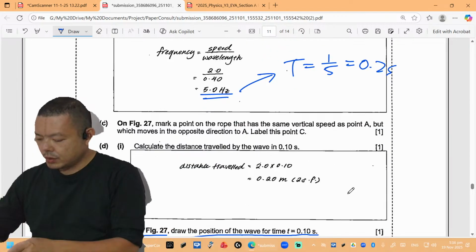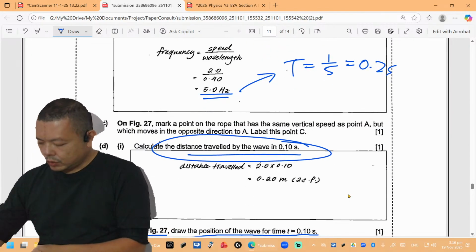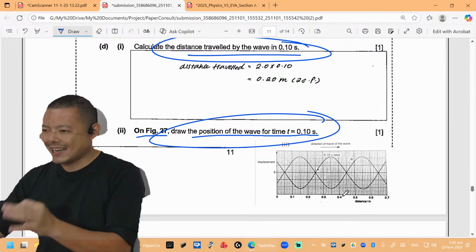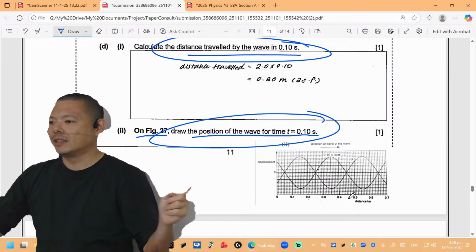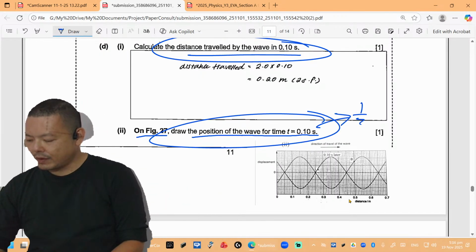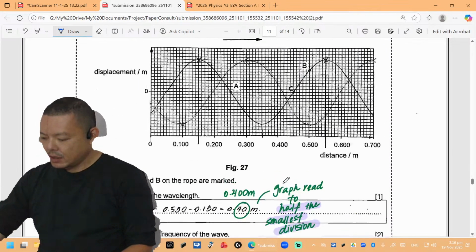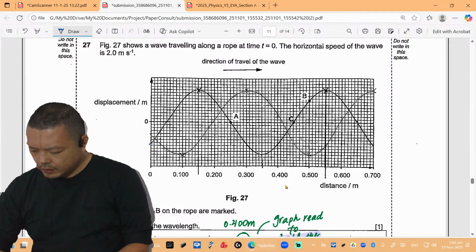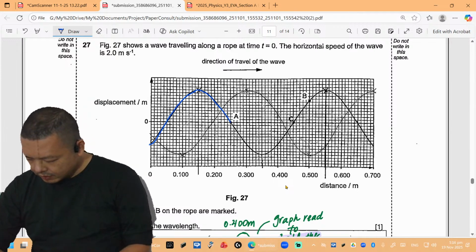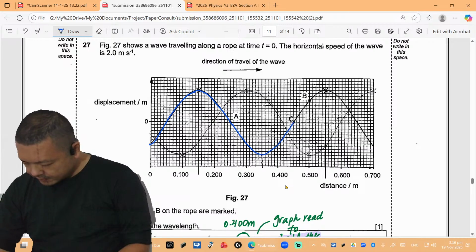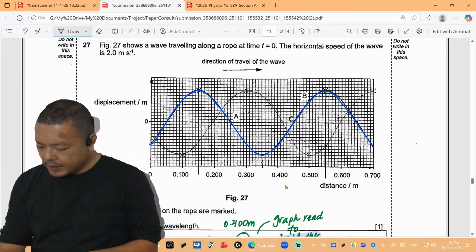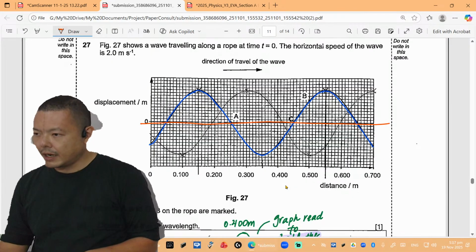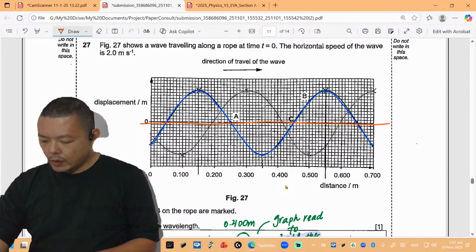The question is asking you to draw the wave 0.1 seconds later. That means they want you to draw the wave half a wave later. So this is half a wavelength. So back on this diagram here, which one's the original one? The original one is this one, right? Okay. So basically you need to shift it by half. Your equilibrium line is in the middle here, right? And therefore, half a wave later, it will look like this.